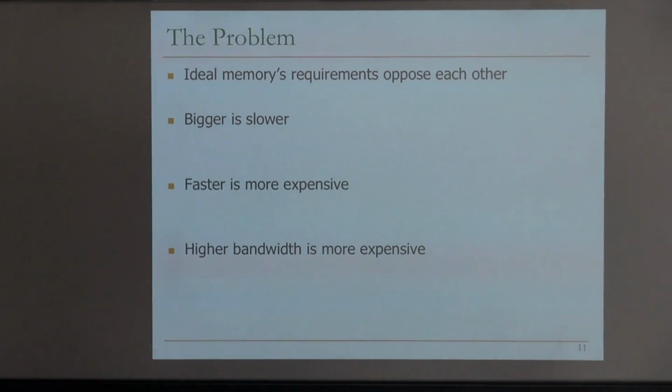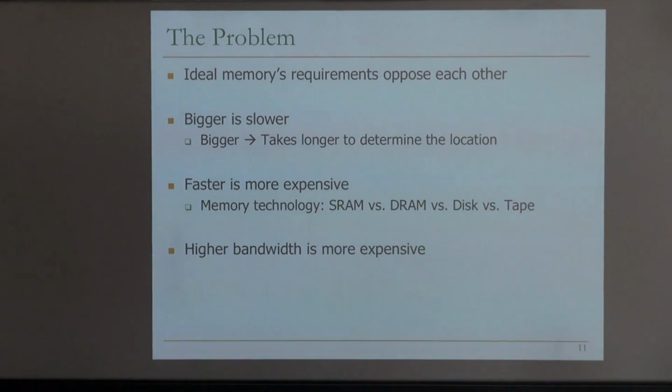Basically, bigger takes longer to determine the location. That's why it's fundamentally slower. Bigger also may mean higher capacity, and it may be a fundamentally different technology to access. So as a result, it may be smaller slower for that reason. Faster is more expensive. Memory technology determines how fast you are, and faster technologies are usually more expensive. SRAM is a lot more expensive than tape, for example, because you design the faster technology not for density, but speed. This is a classic trade-off between latency and capacity, actually.